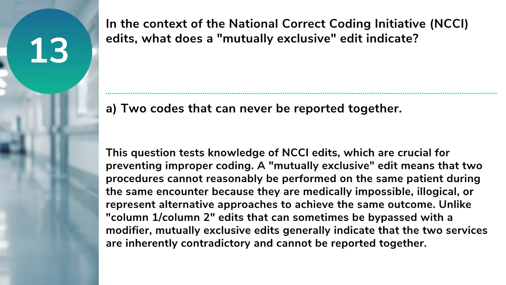Answer: A. Two codes that can never be reported together. This question tests knowledge of NCCI edits, which are crucial for preventing improper coding. A mutually exclusive edit means that two procedures cannot reasonably be performed on the same patient during the same encounter because they are medically impossible, illogical, or represent alternative approaches to achieve the same outcome. Unlike column 1/column 2 edits that can sometimes be bypassed with a modifier, mutually exclusive edits generally indicate that the two services are inherently contradictory and cannot be reported together.